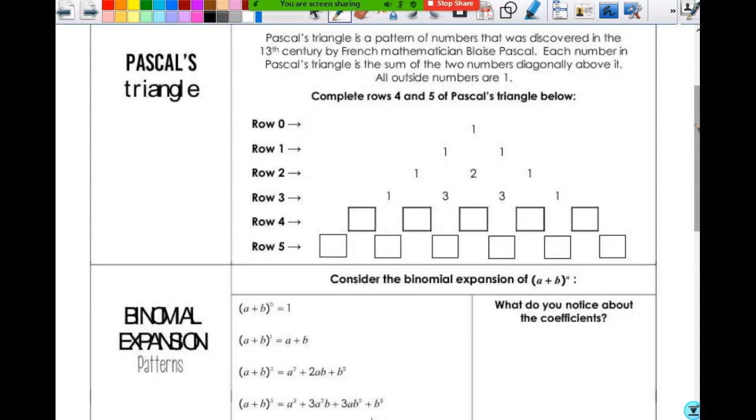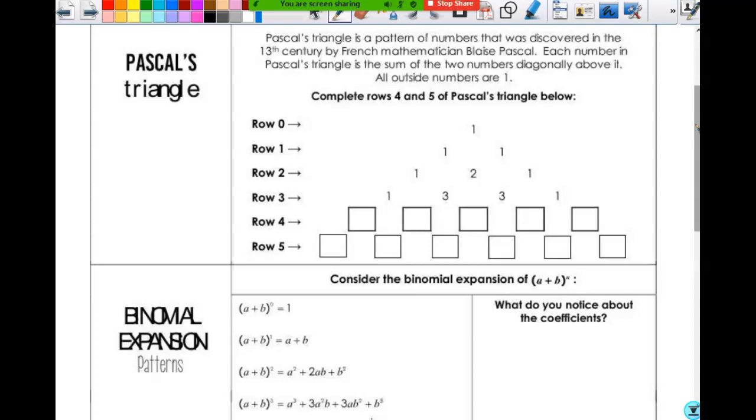Now that's halfway a lie, because it was actually discovered before that. Pascal was just the first one to tweet about it, or whatever the 13th century equivalent of that is. He's the one that took credit for it and put it out there. That happens a lot with things that are named after people. They weren't always the first to do it.